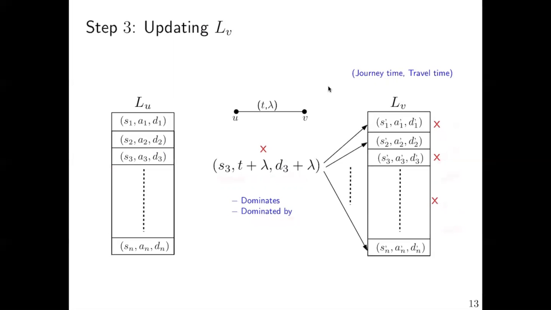If one of these two things happens, we have to make sure to delete these unnecessary triples and maintain only dominating triples by the time we go to the next iteration. Of course, once we perform these three steps on all the edges, we will be left with only dominating triples at all vertices, and then we can compute journey times as well as travel times by going through all these dominating triples at each vertex.